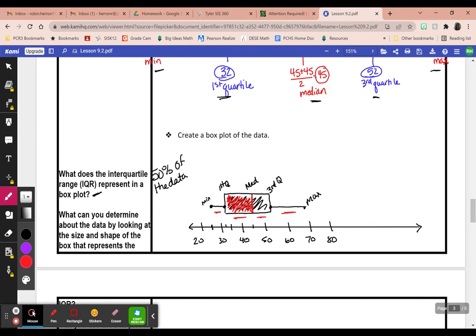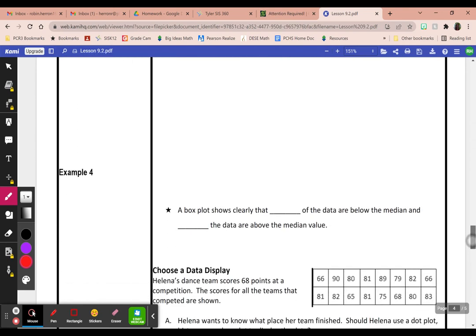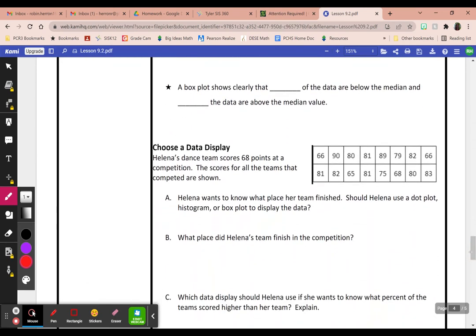So if we finish up here, a box plot clearly shows that half of the data are below the median and half of the data are above.